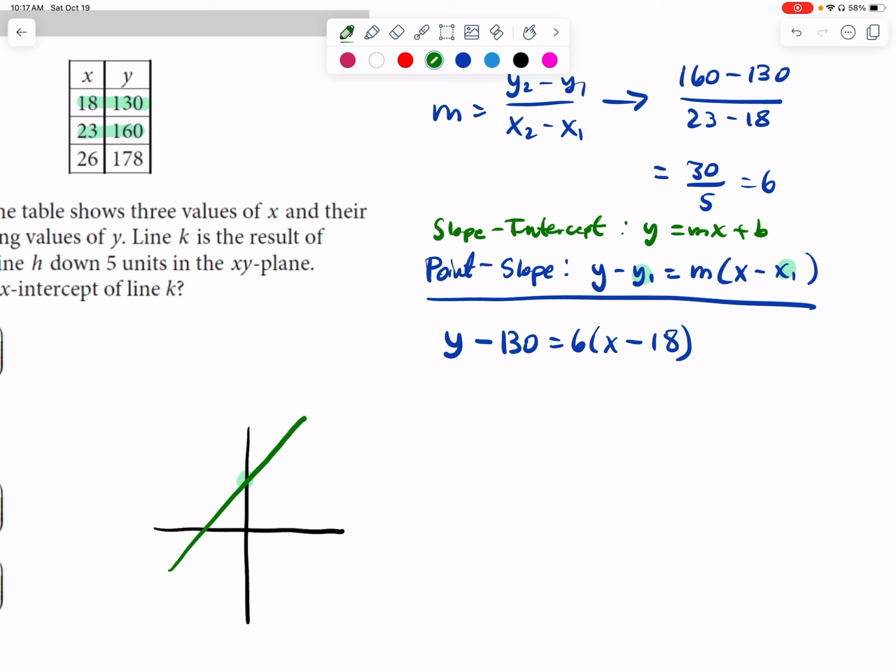And as far as Desmos goes, if you're going to type that in, Desmos will handle the equation in this form. Unfortunately, our TI calculators will not.